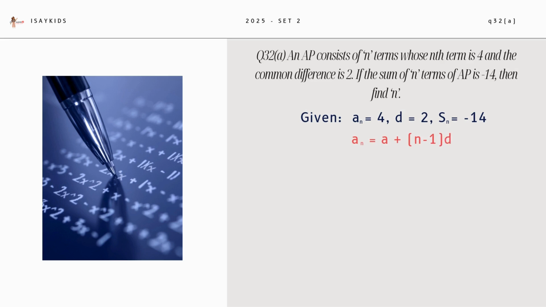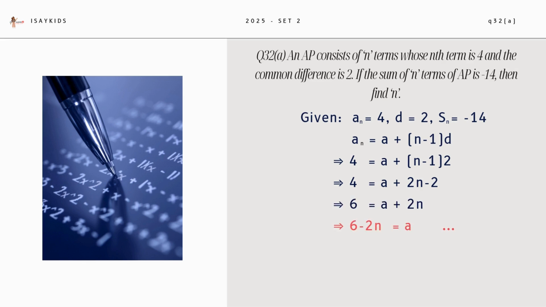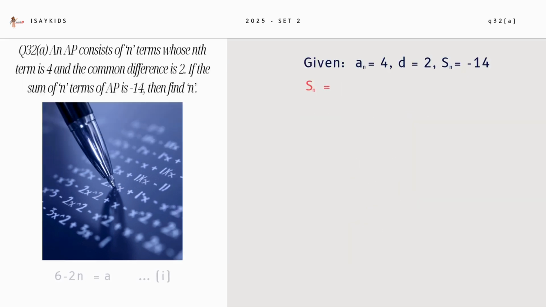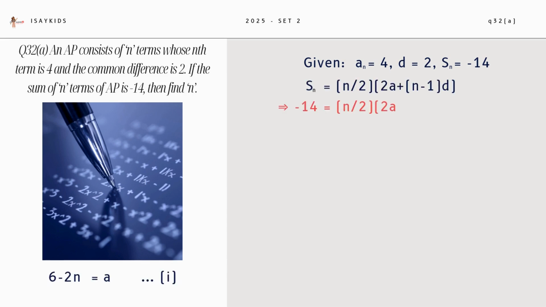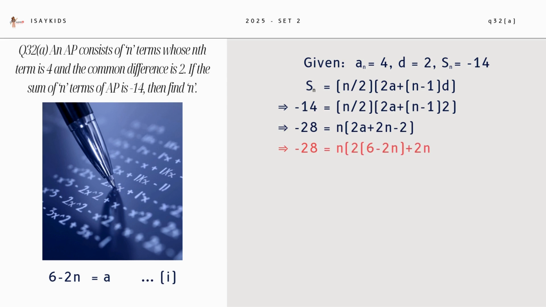Now an is given by a plus (n minus 1) times d. Let's substitute the given values. We get a would be 6 minus 2n. Now Sn is given by n by 2 times (2a plus (n minus 1) times d). Substituting the values that we are given. Solving it further. Also substituting the value of a from equation 1.